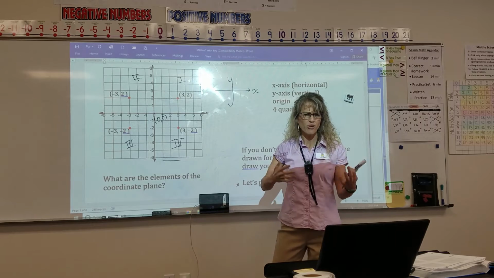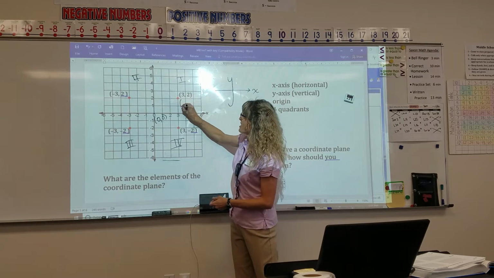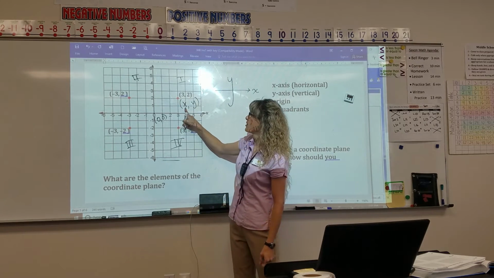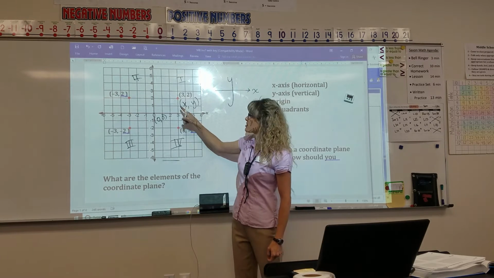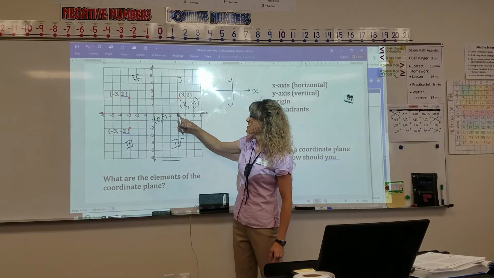So how do we find points and locate points? We do an X first and then a Y, meaning we go left and right first, then we go up and down second. So 3, 2 would be over 3 units, up 2 units.